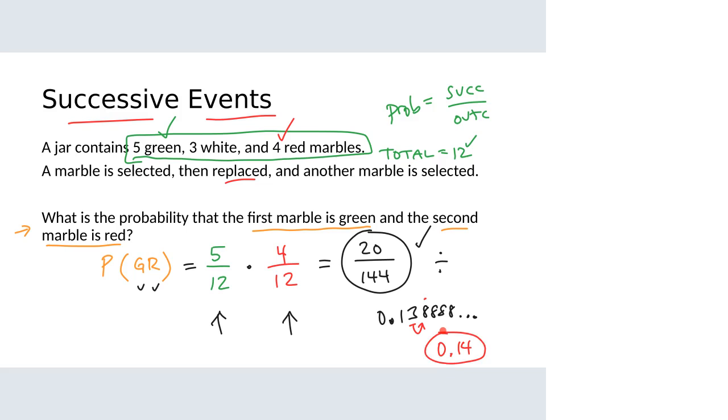So as a fraction, this would be 20 over 144. You could reduce that if you wanted to, but you don't have to. As a decimal, rounded to the nearest hundredth, it would be 0.14. Please let me know if you have any questions on that before we move on to another one.